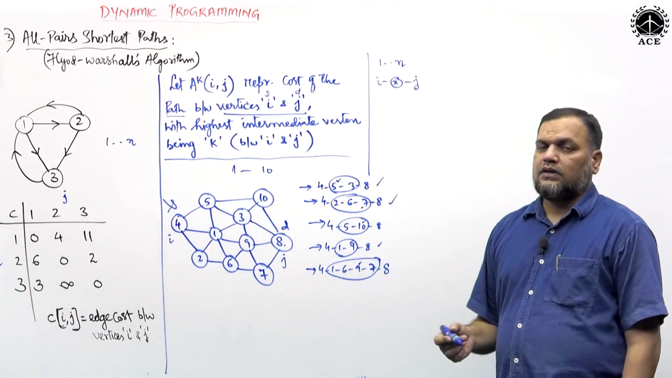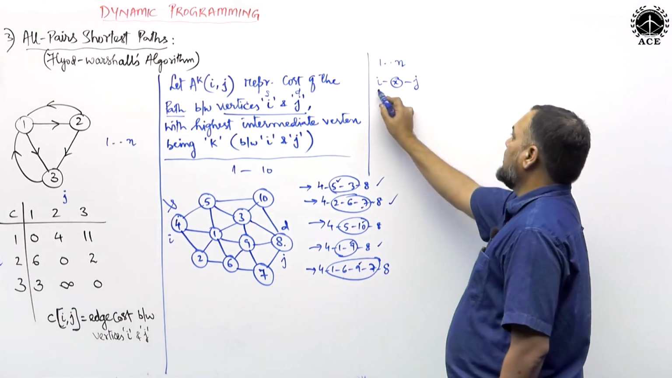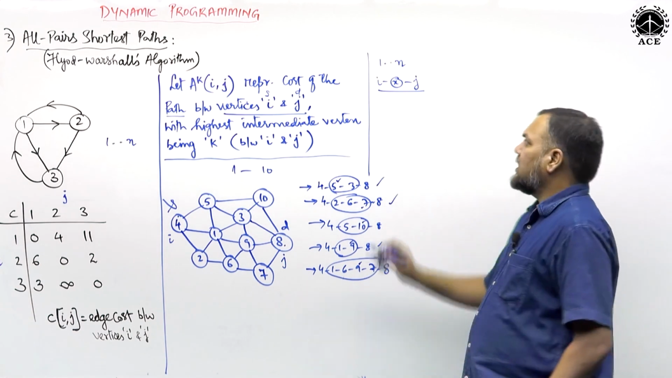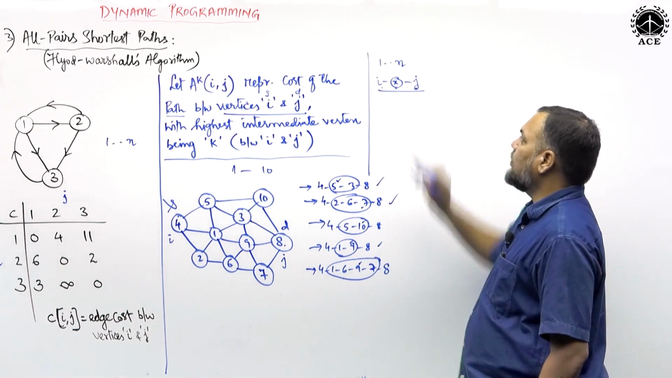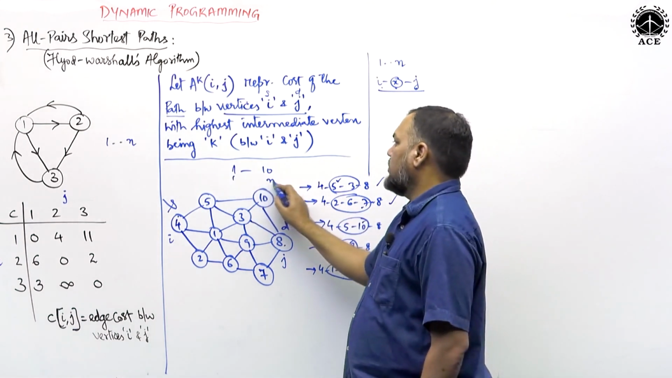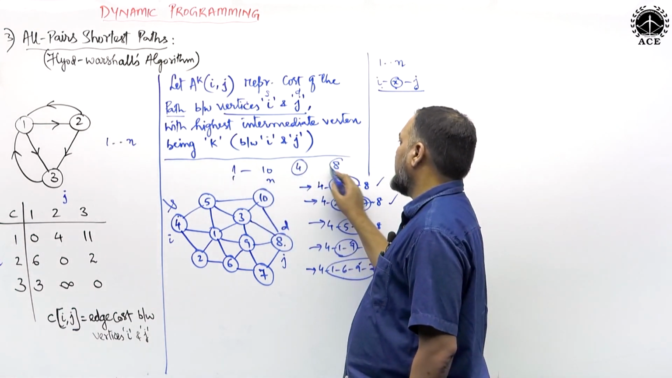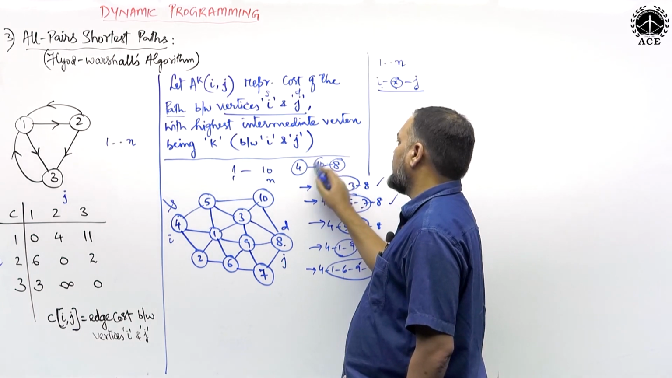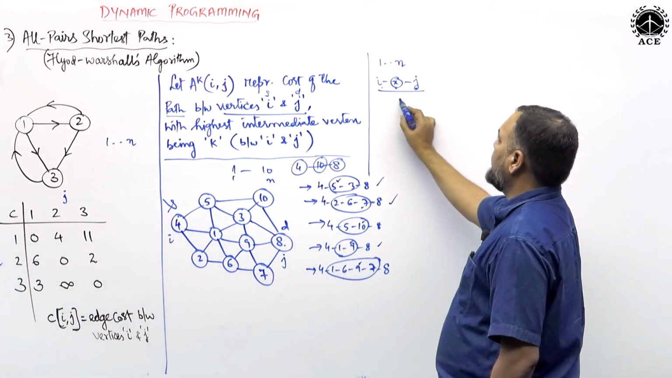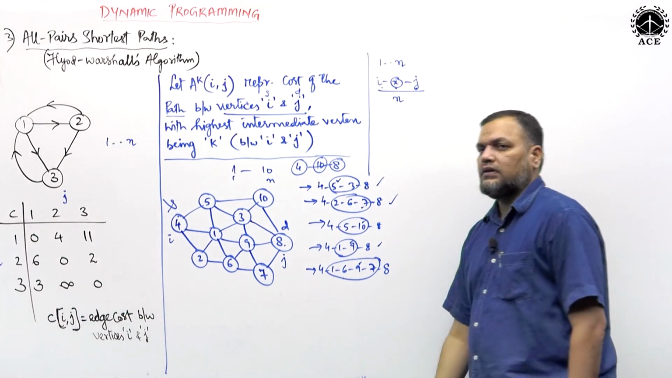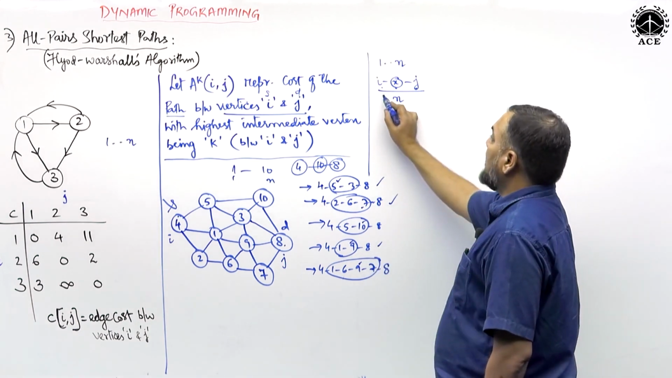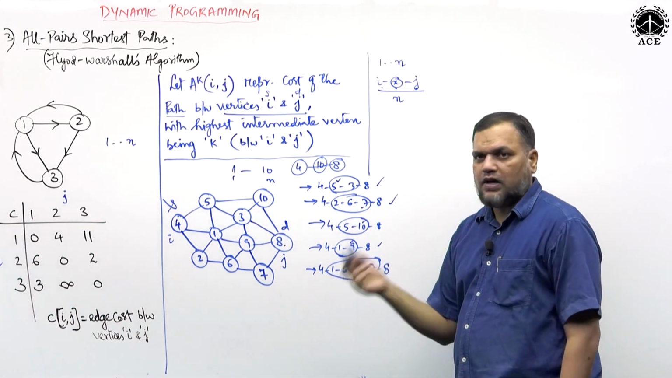What I am trying to say is, if I am having n vertices in the graph and I take two vertices i and j, then what is the highest intermediate vertex that could lie between i and j? When it is 1 to 10, with 1 and n, and you take i as 4 and j as 8, the highest intermediate vertex that could lie is 10. So, in general, for a graph with n vertices, the highest intermediate vertex that could lie is n. Then the shortest path may go through n, or may not go through n.